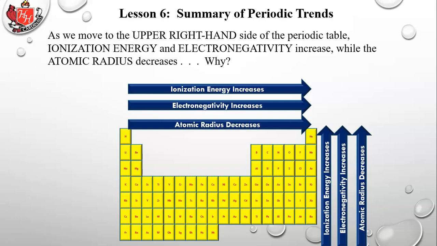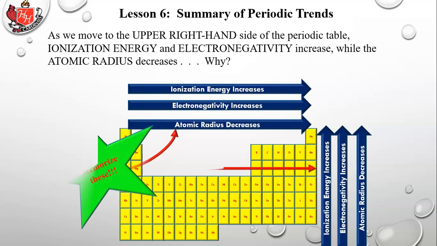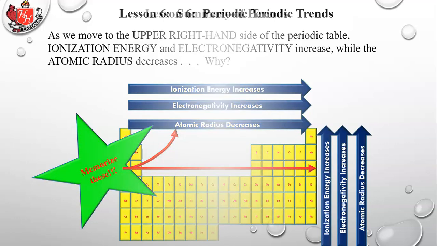And finally, the atomic radius decreases for an obvious reason. You have fewer and fewer orbitals, so those circles going around the nucleus, there's fewer and fewer of them, and so the radius is smaller. So you should have these memorized, okay, these trends.